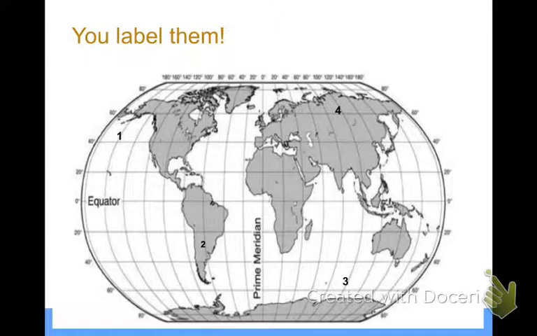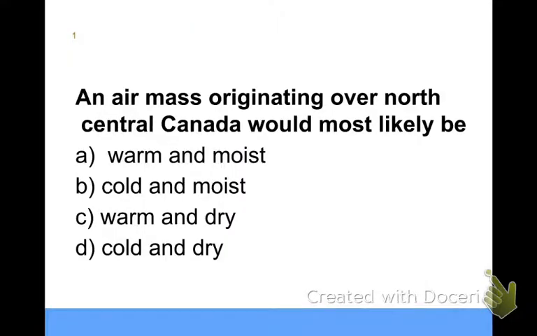Somewhere on a scrap sheet of paper or in your notebook, you're just going to answer them. I think it's 5 or 6 questions, and they're all A, B, C, or D questions. Okay, number 1. An air mass originating over north central Canada would most likely be A, warm and moist, B, cold and moist, C, warm and dry, or D, cold and dry. Okay, moving on in 3, 2, 1.